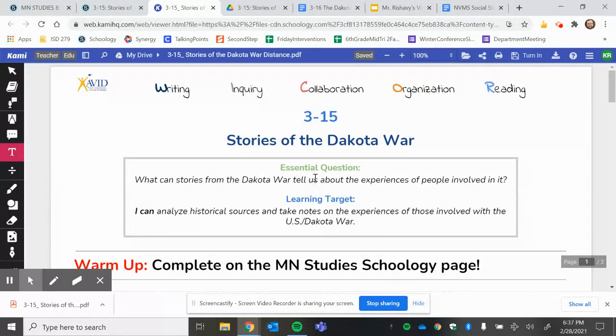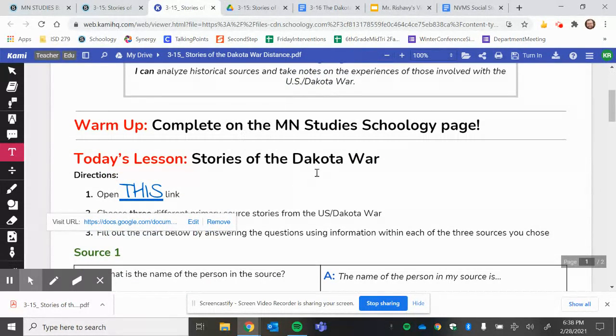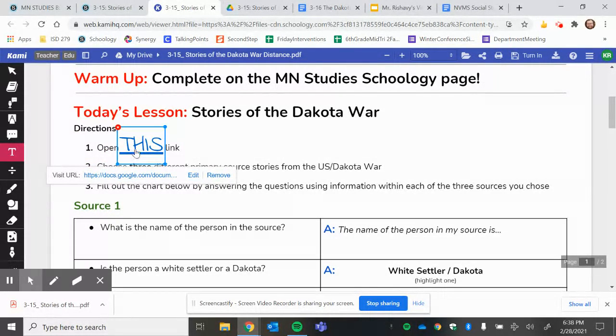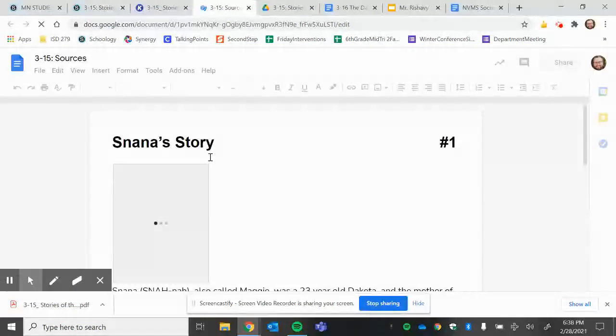Okay. So once you're in the Kami itself, we're focusing on Stories of the Dakota War, our central question, our learning target. Make sure you're familiar with both of those things. Your warm-up is already done, so we move on to the lesson. Making sure that we are following directions, we're going to open up this link right here. It's the first thing we're going to do.